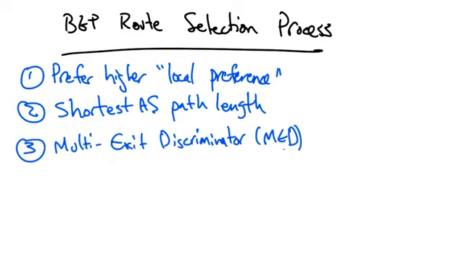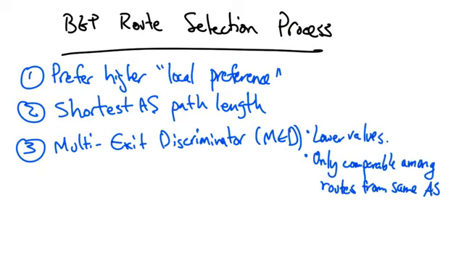The third step involves comparison of multiple routes advertised from the same autonomous system. The multi-exit discriminator value allows one AS to specify that one exit point in the network is more preferred than another. So lower MED values are preferred, but this step only applies to compare routes that are advertised from the same autonomous system. Because the neighboring AS sets the MED value on routes that it advertises to a neighbor, MED values are not inherently comparable across routes advertised from different ASs. Therefore, this step only applies to routes advertised from the same AS.